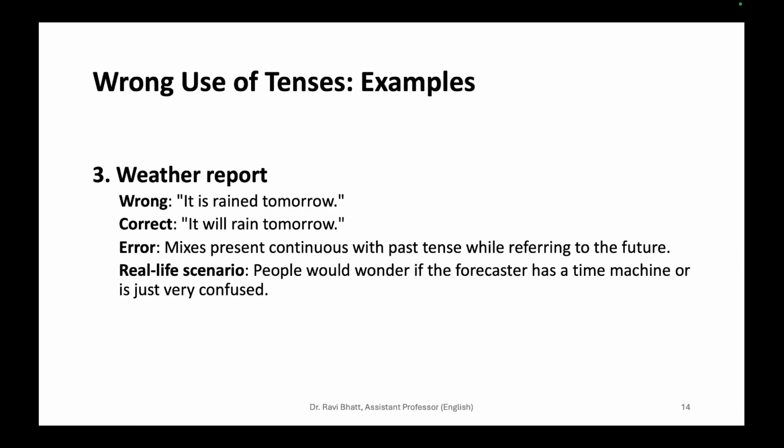Now, one more scenario could be a weather report where someone says, "It is rained tomorrow." Now, how awkward does it sound, and how awkward in reality it is? Because what it does is mix present continuous with past tense while referring to the future. So when it says "it is rain tomorrow," it is grammatically incorrect. The correct would be "it will rain tomorrow." Now people would wonder if the forecaster has a time machine or is just very confused.